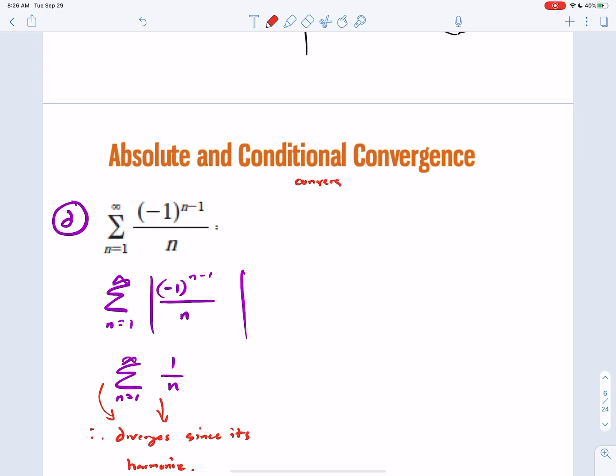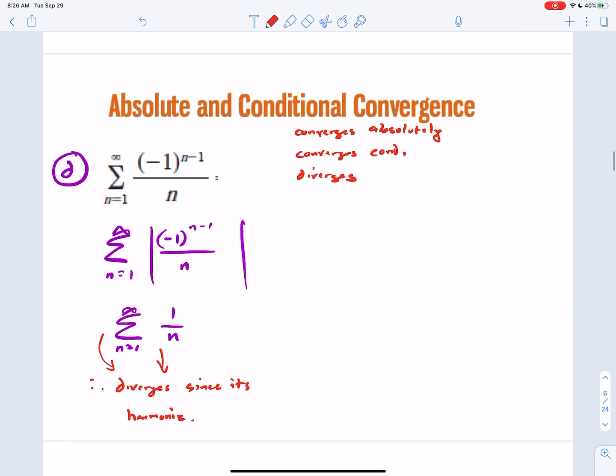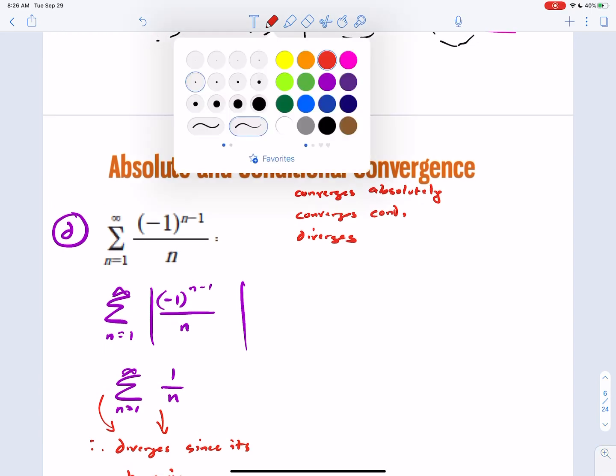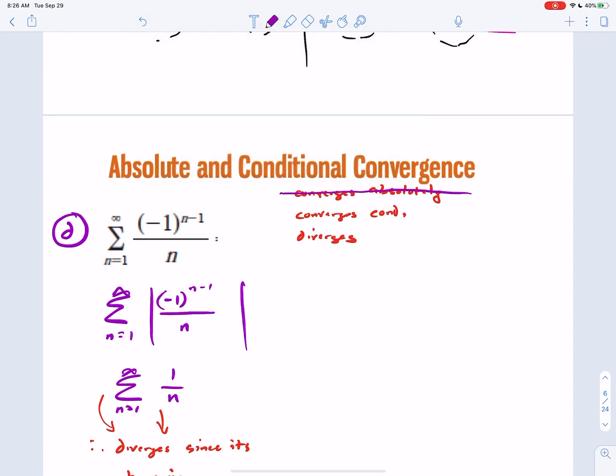let me write this out. So remember, we have 3 choices. Converges absolutely, converges conditionally, or diverges. We go in order. So since the absolute valued function diverged, we can say that it's not converging absolutely. So we're going to cross that out. Okay, so the next step is to check to see if it converges conditionally. All that means is look at the original function. So conditionally just means the OG function. Okay, the original function there.